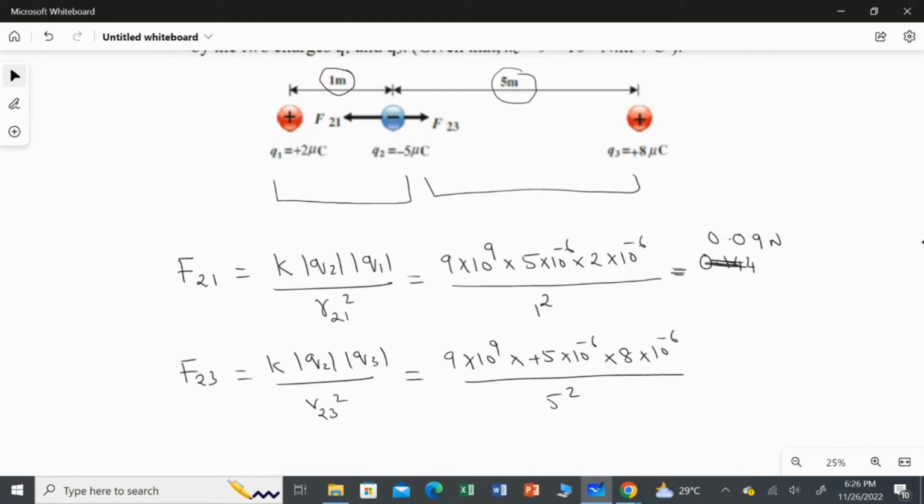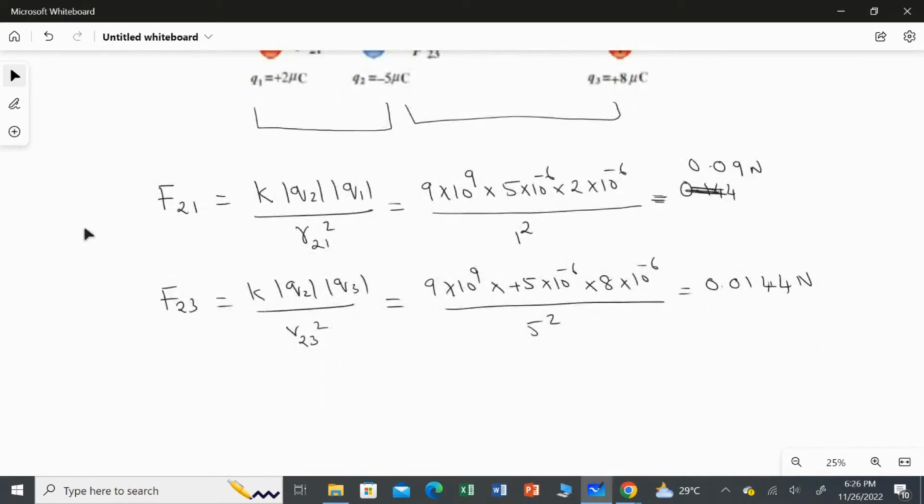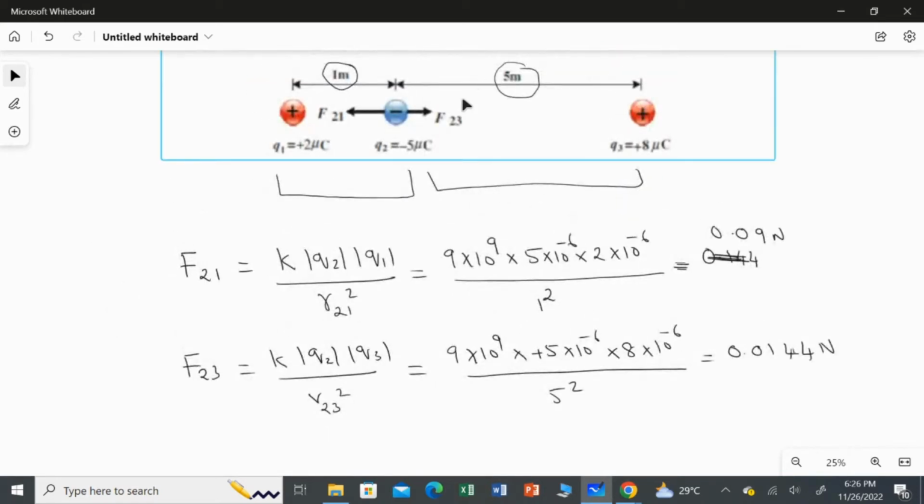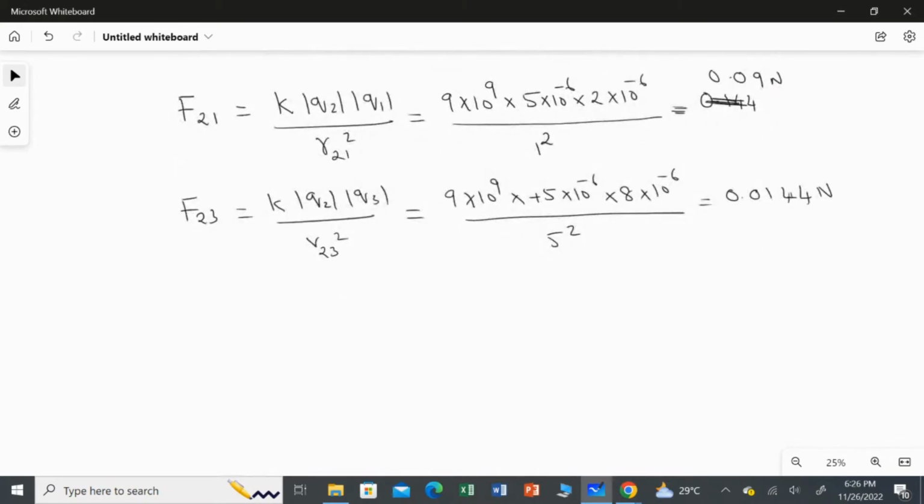9 multiplied by 10 power 9, multiplied by 5 times 10 power minus 6, multiplied by 8 times 10 power minus 6, over 5 squared. I got the answer as 0.0144, right? So this is the answer and the unit is Newton. Now I have to find the resultant force. So the resultant force is nothing but this distance minus this distance. By that you will get the answer.